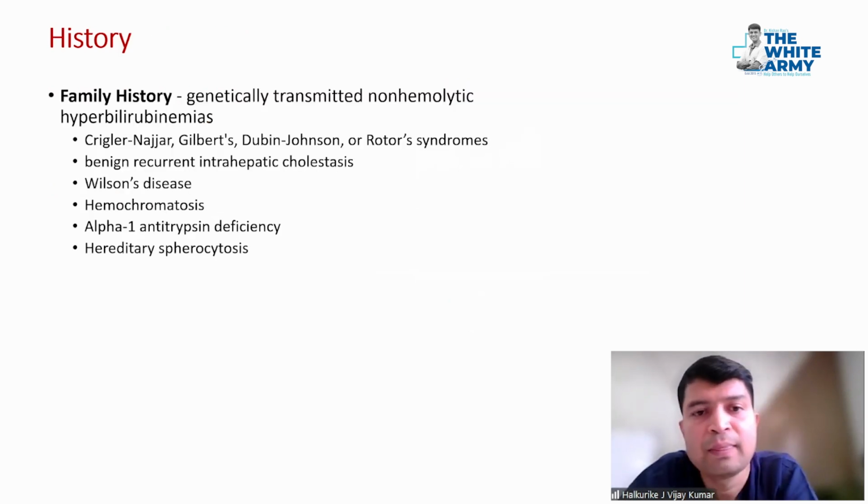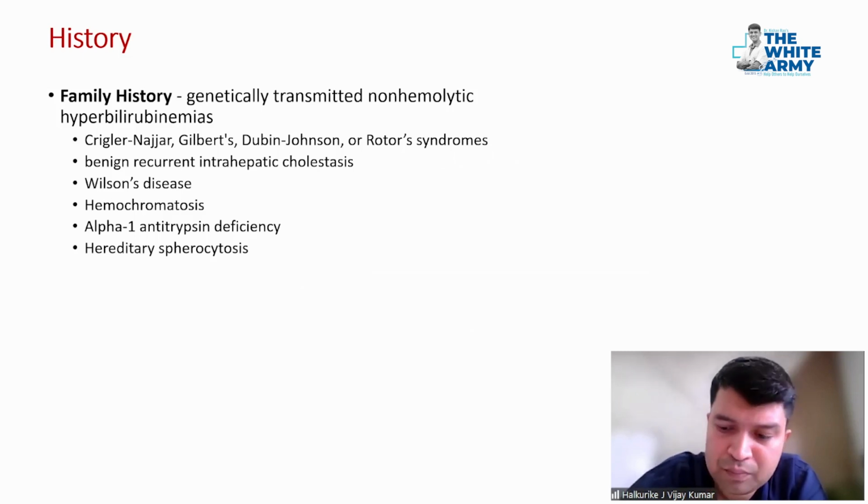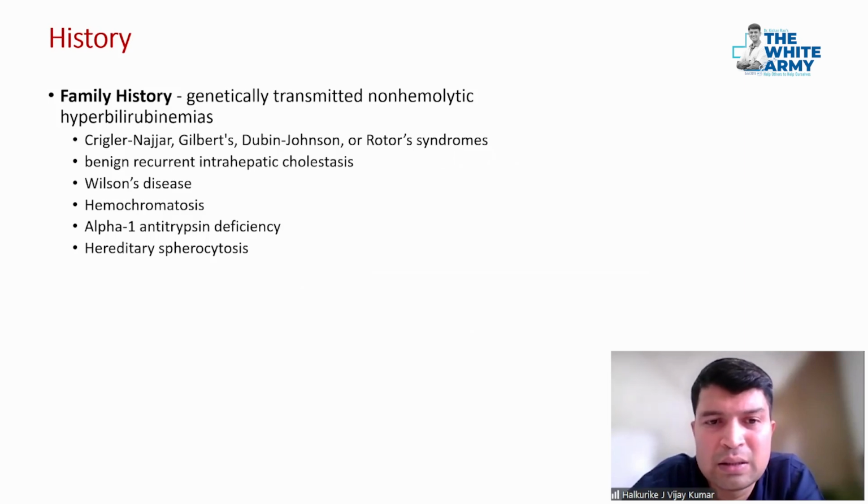extrahepatic obstruction. Another important thing is family history, particularly in children and others; we look into these things. Genetically transmitted non-hemolytic hyperbilirubinemia. There's a wide list of things which are also the favorite topic for most of the MCQs and other things. So it may be Crigler-Najjar syndrome, Gilbert, Dubin-Johnson, Rotor, or BRIC, Wilson's, hemochromatosis, alpha-1 antitrypsin deficiency, hereditary spherocytosis.